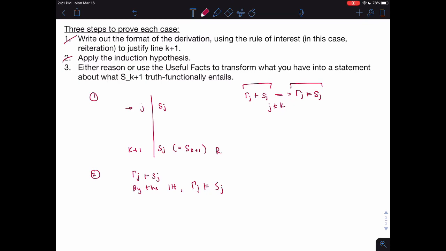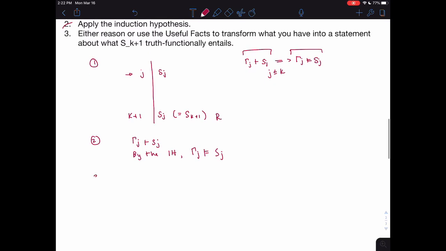Now it's time to move on to step 3. This is where a little bit of creativity is required in order to ultimately get what we want in the proof. Depending on what problem you're dealing with, you'll either want to reason or use one of the two useful facts, or both of them, that we talked about earlier in the video, to transform what we have into a statement about what Sk plus 1 truth functionally entails. Remember, ultimately the goal of this proof is to get to a statement that gamma k plus 1 truth functionally entails Sk plus 1.